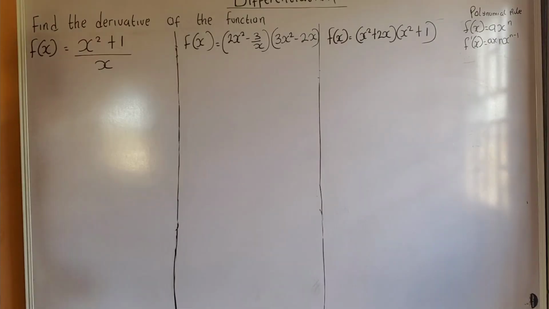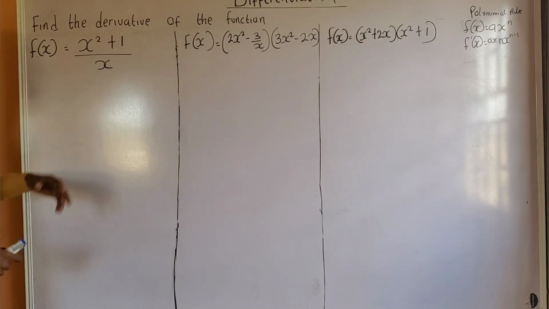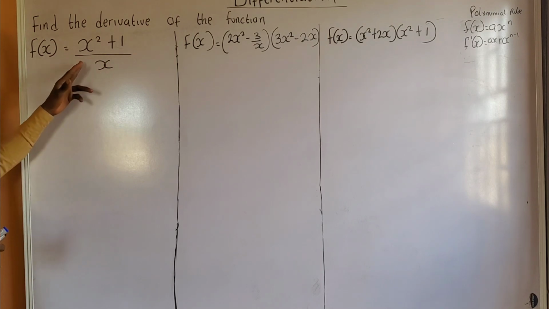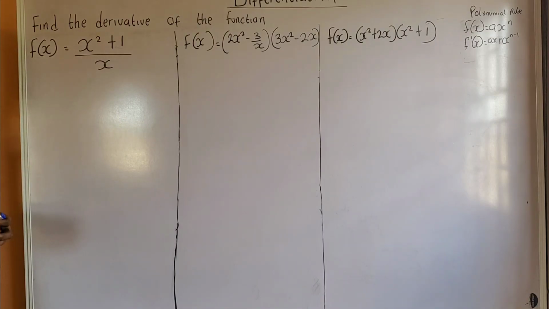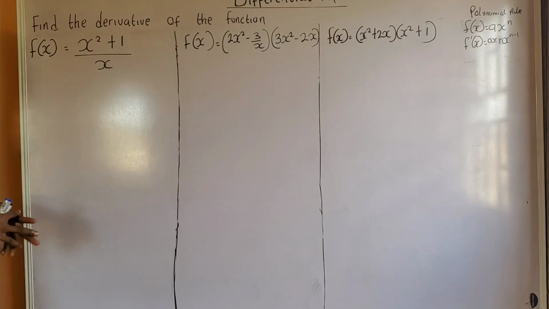Okay, let's consider the following question that we have on the board. We are asked to find the derivative of the function f of x equals x squared plus 1 all over x. I'm going to differentiate this function using two methods. The first method is that I'm going to simplify it and then differentiate using the polynomial rule. And the second method, I'm going to make use of the quotient rule to differentiate the function to check whether you're going to have the same answer. Okay, let's start with the first method.